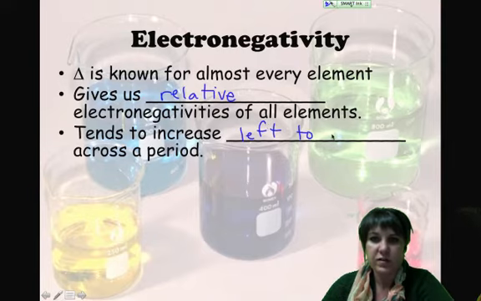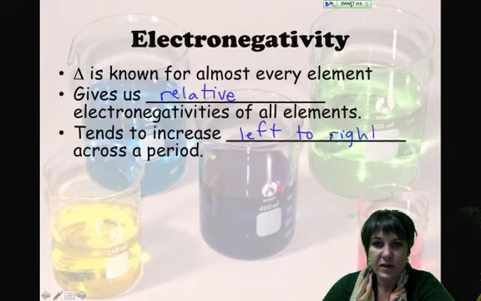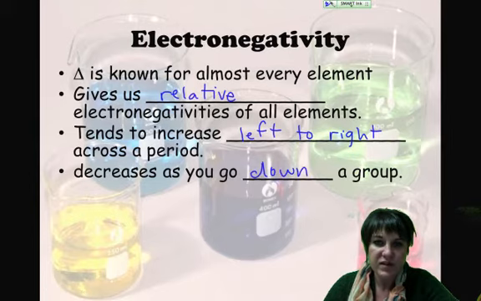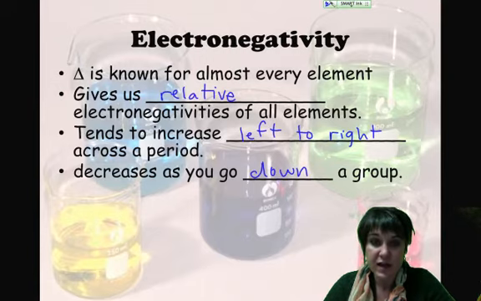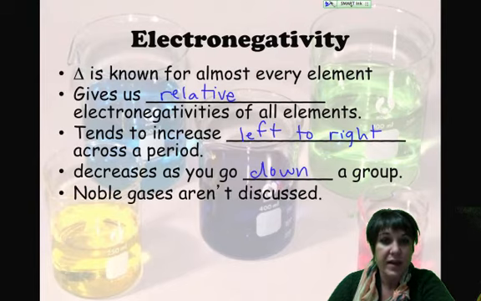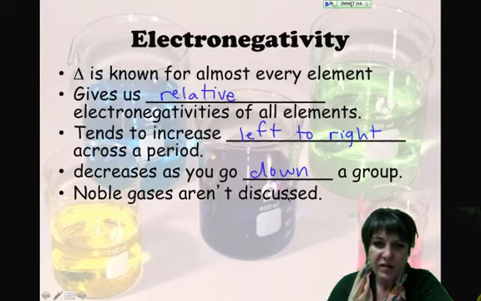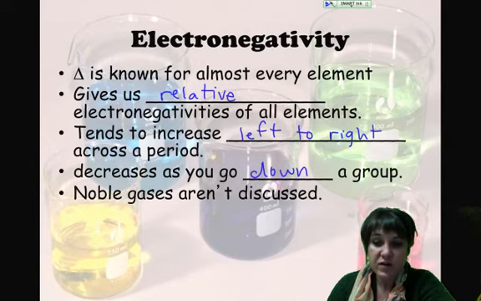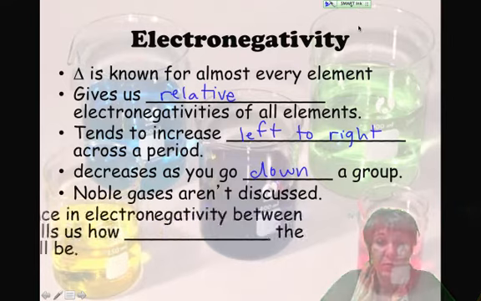It tends to increase as you go from left to right on the periodic table. So moving across the row, left to right, the electronegativity values increase, and it decreases as you go from top to bottom. As you go down a group, the top atoms will have the highest electronegativity because they have the least amount of shielding, and then it gets weaker and weaker as you add more layers of shielding, adding more energy levels. Noble gases aren't discussed. There are no available values of electronegativity for noble gases, because since their configurations of electrons are stable, they don't draw electrons towards themselves and they don't form bonds.